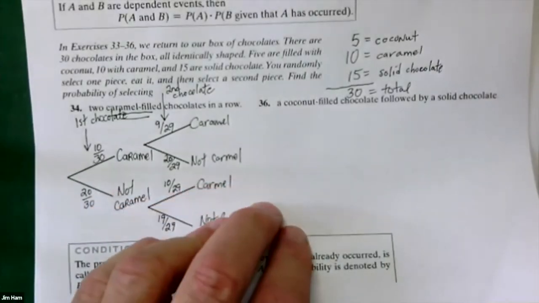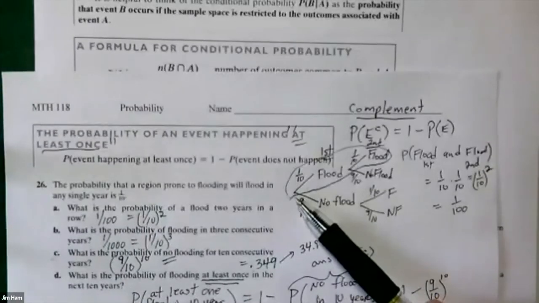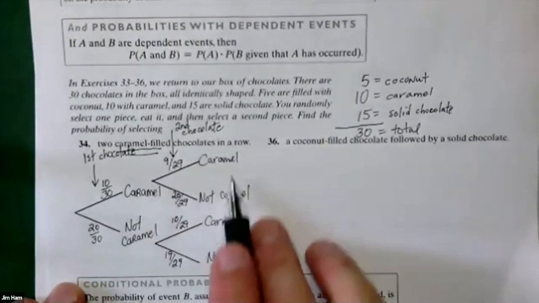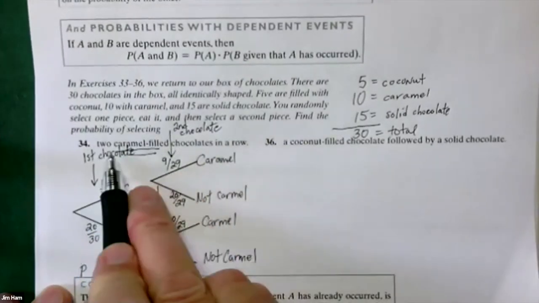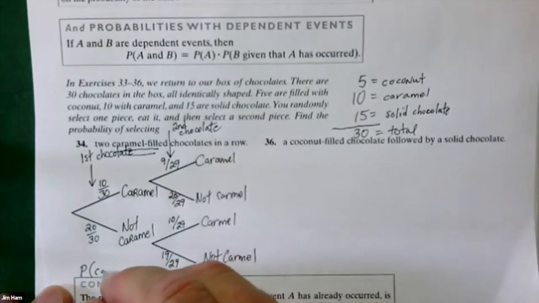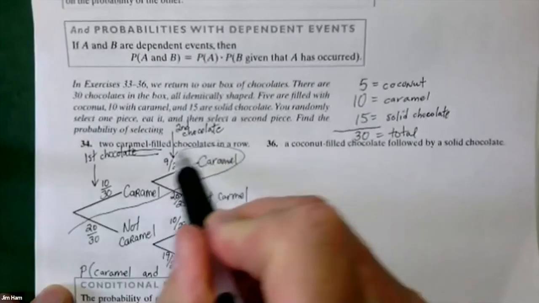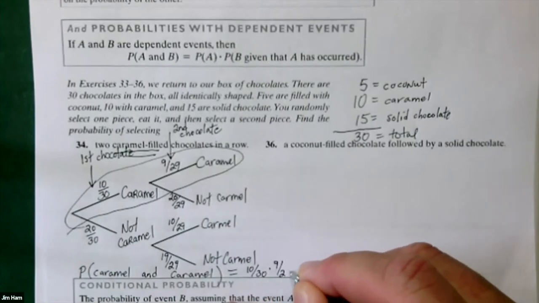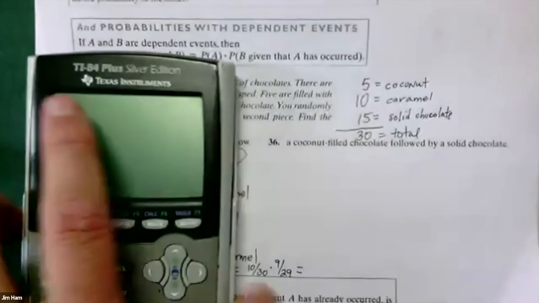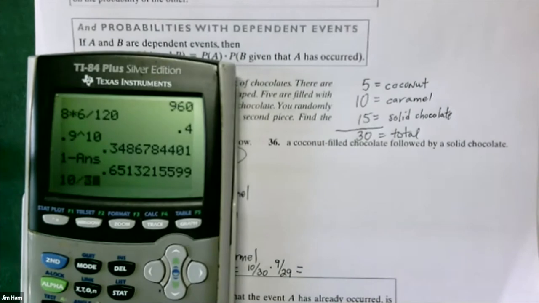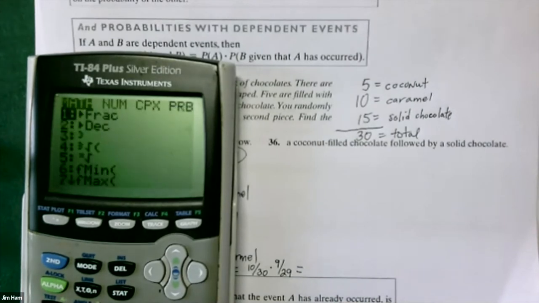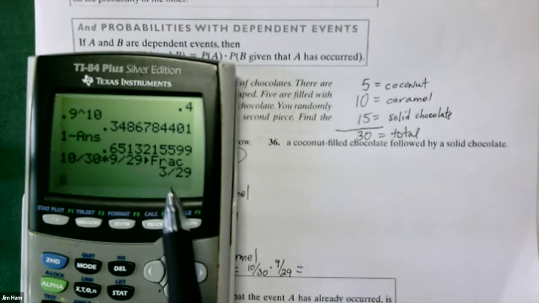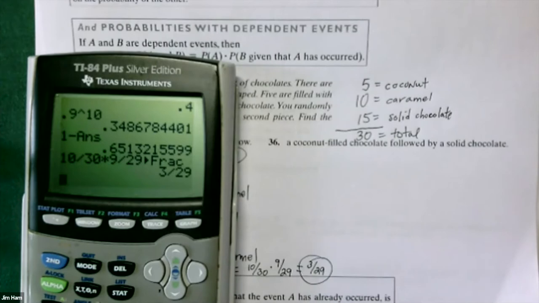Now, the way we calculate a probability when we have two events in sequence is we circle the event that we're interested in, and then we multiply the two probabilities that appear on the branches. So for this one here, it says, find the probability of selecting 2 caramels in a row. So that's the probability of caramel and caramel. And here is the outcome we're after, right there. So the answer to this is 10 30ths times 9 29ths. And generally, we would simplify that as a fraction. And remember, you've got this math function that you can use. 10 thirtieths times 9 29ths, convert to a fraction. And there's the answer, 3 29ths.